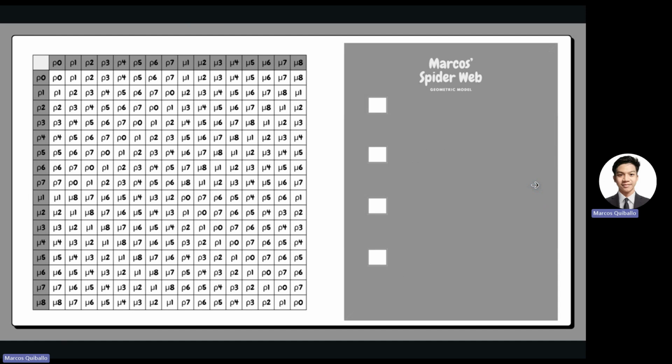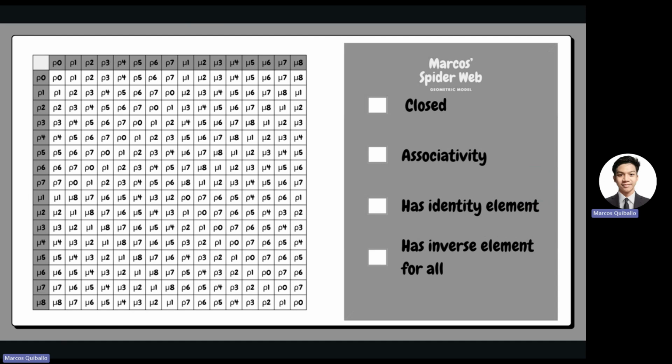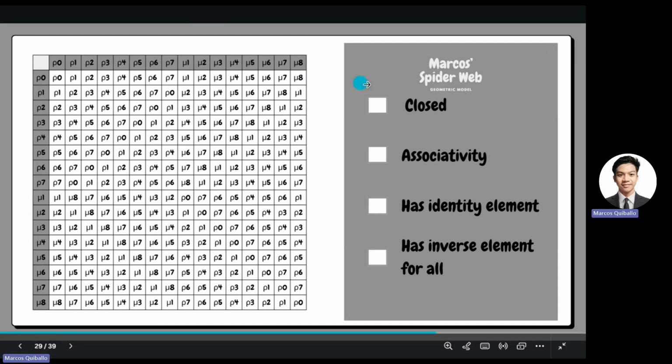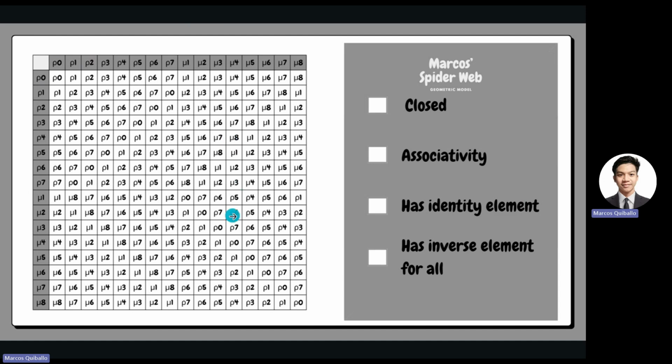So as what you can see here in our table, all the outputs, all the results after we operate these columns to our rows, there are no other variables involved here. Since all the outputs are within our set, therefore, it is closed. So the first requirement is satisfied.